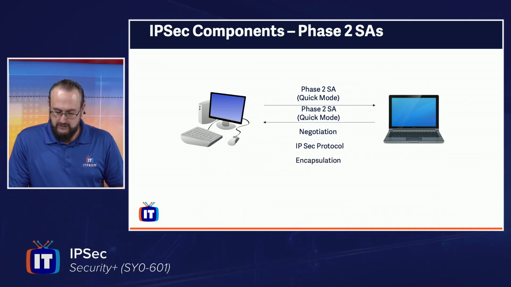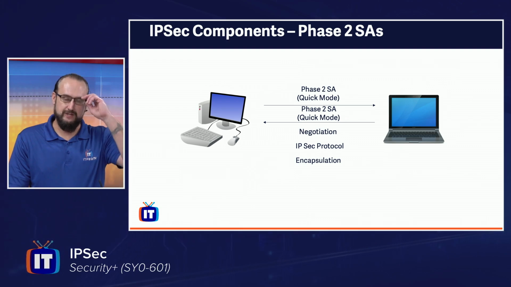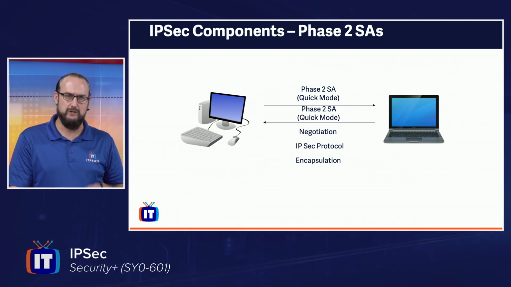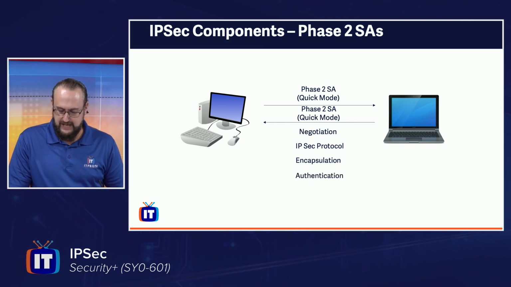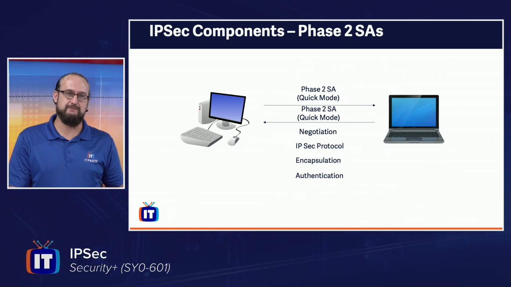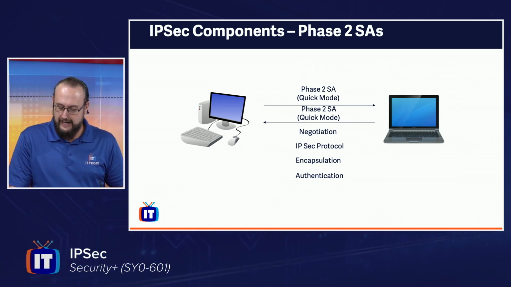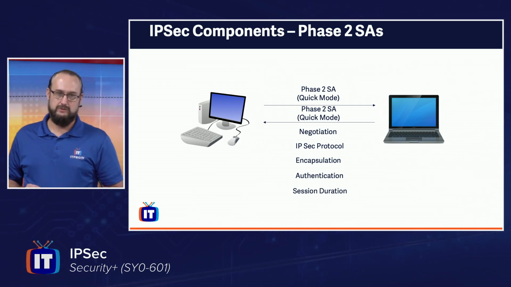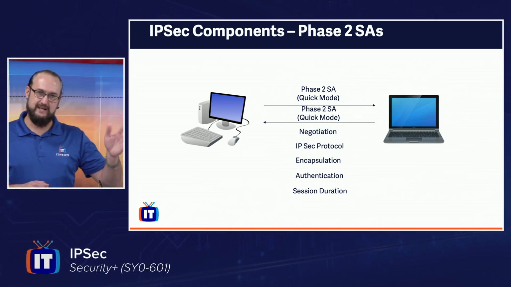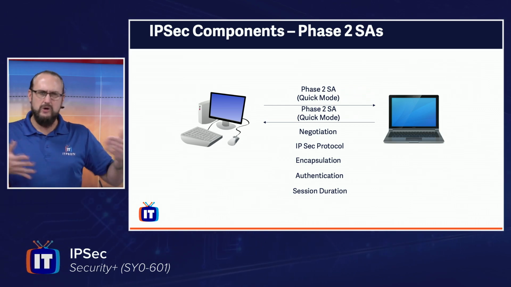Then once that's done, we're going to define what the encapsulation method is, and we'll talk about the difference between tunnel mode and transport mode coming up. And then authentication. Authentication this time is going to be MD5 or going to be SHA. And then there's also session duration for the main mode, or excuse me, the quick mode security associations too, because we want to know once that data is exchanged, how long do we keep this open for?